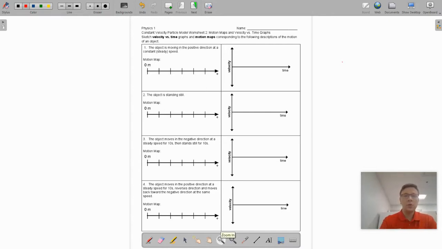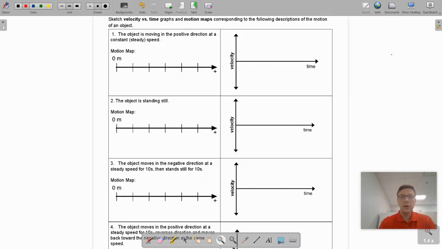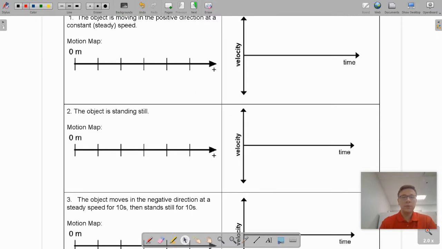We are going to look at these. We've got motion maps and we've got actual velocity versus time graphs. And so this won't zoom in for me. Not sure why.